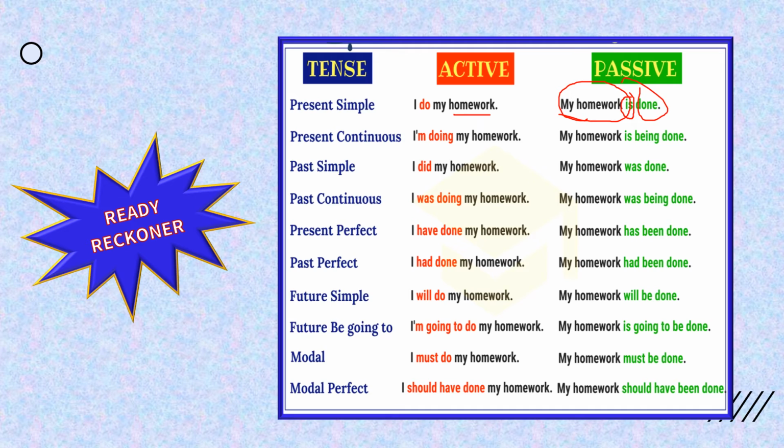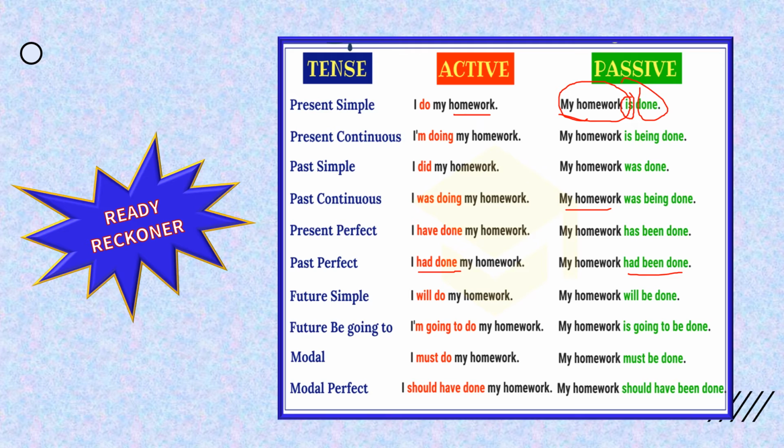So, same way, my homework comes first. How does the tense change? From was doing to was being done. Then we go to past perfect. I had done my homework. So had done will change to had been done.